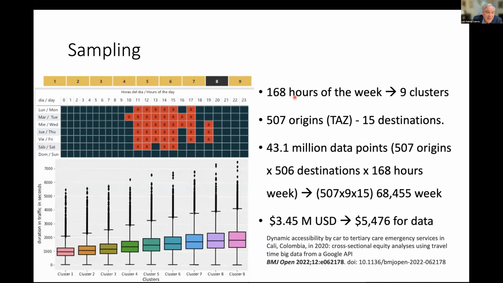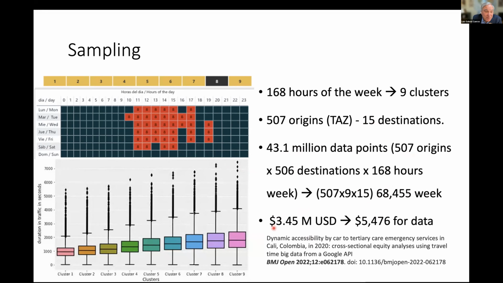So we moved from 168 hours of the week to 9 clusters, and we did 2 weeks of sampling. We had 507 traffic analysis zones instead of 15,000 blocks, which is what the census would give us. And we ended up with 15 traffic analysis destinations instead of 30. By doing that kind of data modeling, we went from having to take 43.1 million data points to having to measure only 68,500 data points for a week.